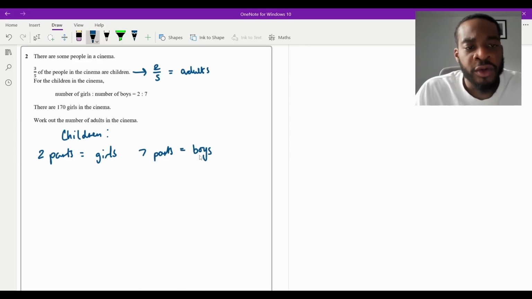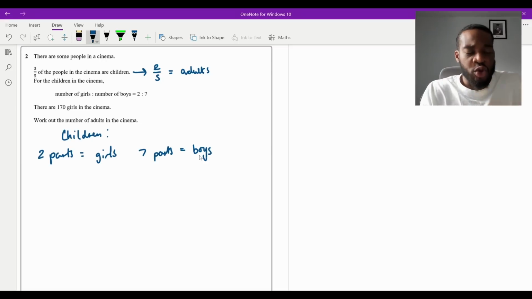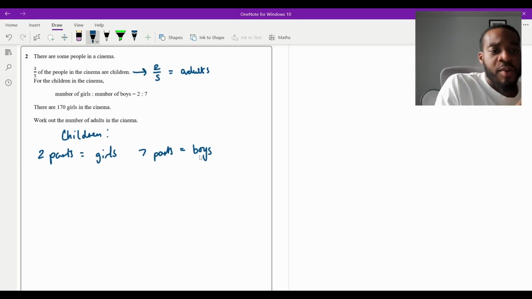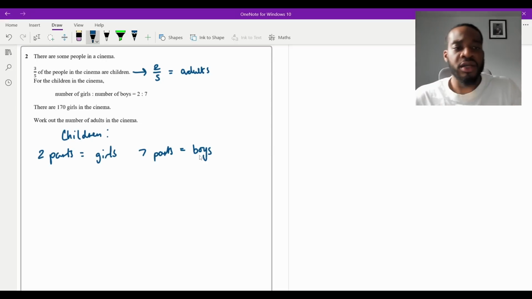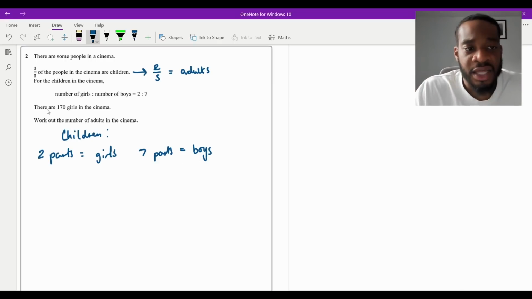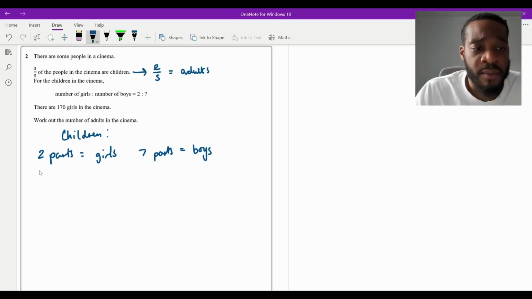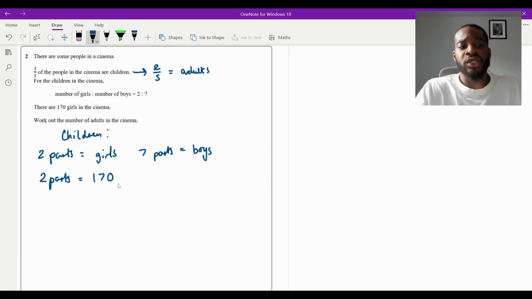Whenever you're dealing with ratios, what you want to do is figure out a certain amount of parts. If you can figure out a certain amount of parts, then you can figure out what one part is, and then you can find the entire thing. They told us that there are 170 girls in the cinema, and we know that there are 2 parts. So the 2 parts must represent the 170 girls. I'm going to say that 2 parts is equal to 170, and then from there, we can divide by 2.